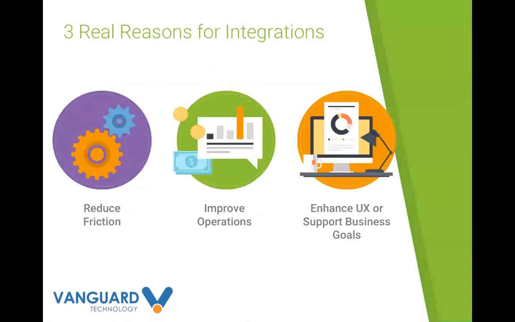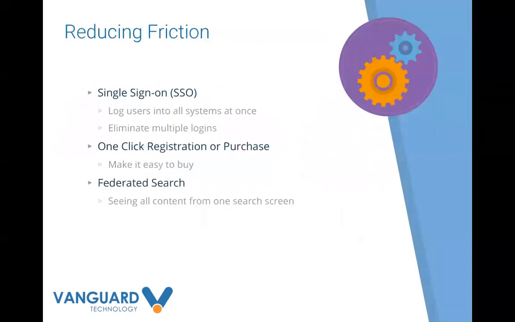So let's go ahead and take a look at the 3 real reasons for doing an integration. Our first one is reducing friction. Then we're going to talk about improving operations. And thirdly, enhancing the user experience or supporting our business goals. Reducing friction is a big one. We hear about the Uberization of marketing and how can we make things easy. And Amazon has their one-click shopping.